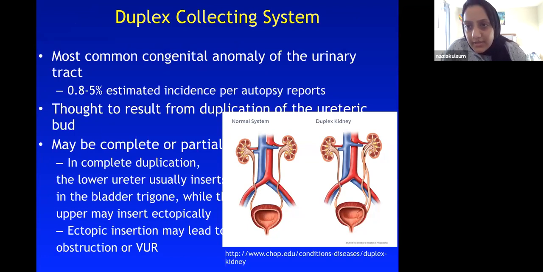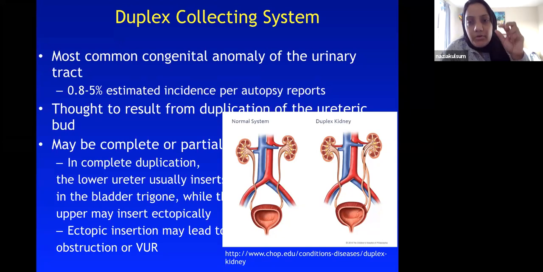So the upper ureter tends to drain the upper pole of the kidney, and the lower ureter will drain the lower pole of the kidney. And if there are two different ureters starting from the kidney, they might insert into two different places in the bladder. The upper ureter tends to be a little lower and more ectopic, so it'll insert lower, and the lower ureter will insert in the normal position. So with that, the upper segment tends to have more reflux, and can also have obstruction.